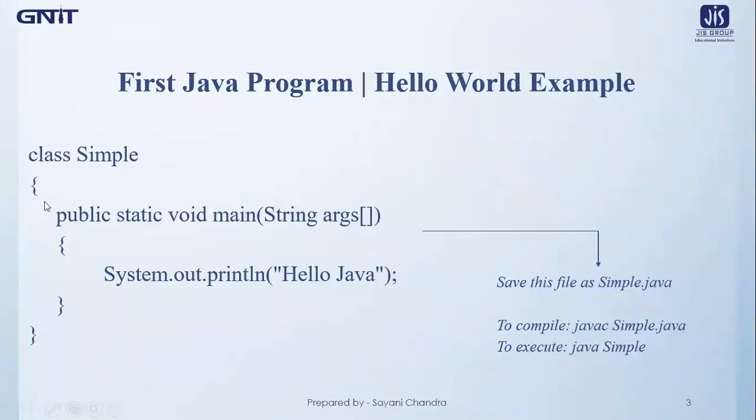Inside the brace, we have written public static void main. Now main is a function that you have already learned in C and C++ languages. Without main function, you cannot write any program in C and C++ languages. In case of Java also, the concept is more or less same. You have to use the main function in order to write a Java program. But obviously exceptions are there that we will discuss later in this course.